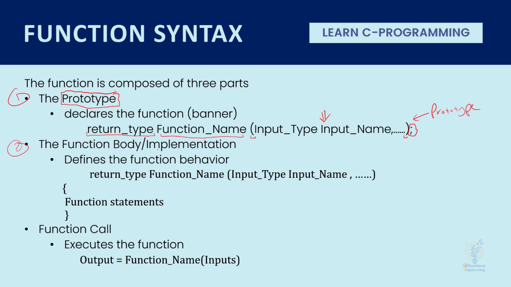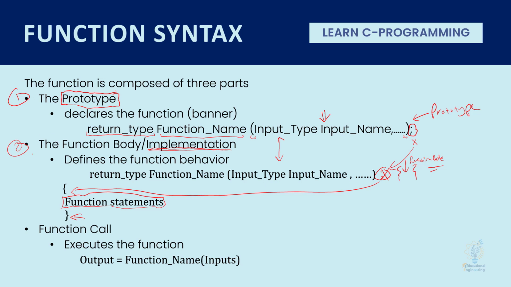The second part is called the implementation, and it's basically the place where you write the function code. It defines the function behavior, and it has the very same shape as the prototype, as you can see, except for the semicolon. Here we don't have a semicolon. Instead we have the two curly braces. Inside them we will write the function code. Here we have the first curly brace, here we have the second, and between them we usually write our function statement or code.